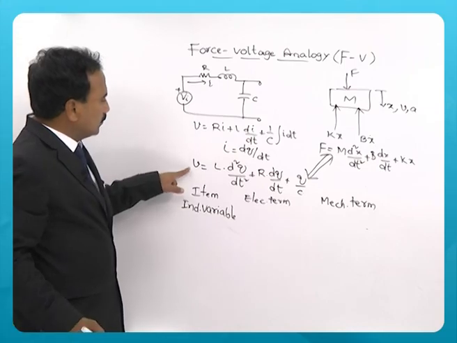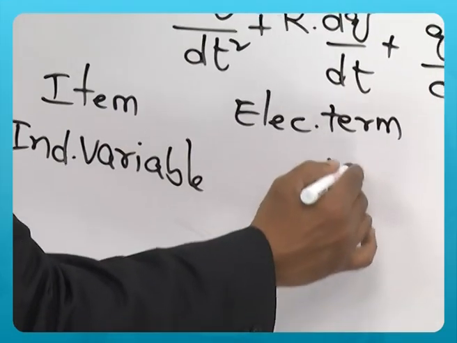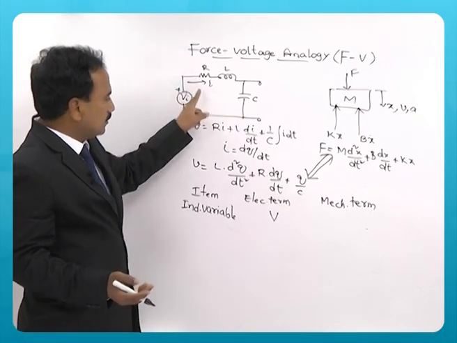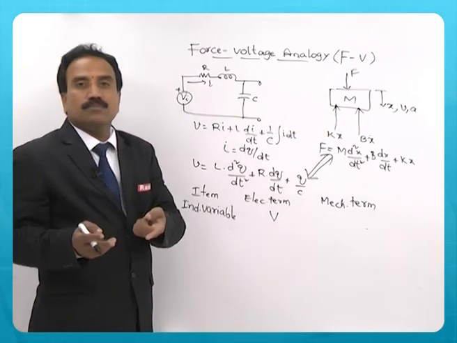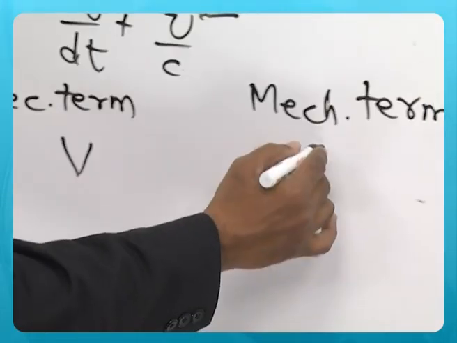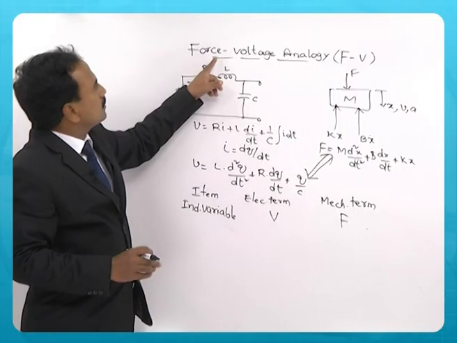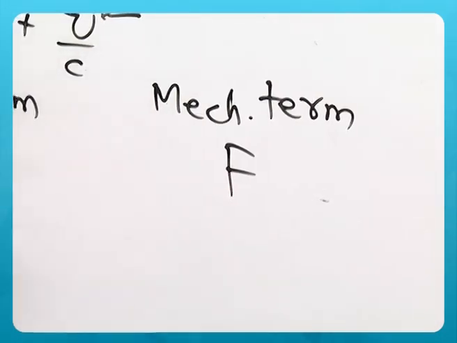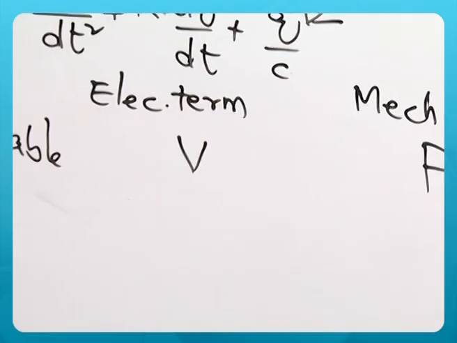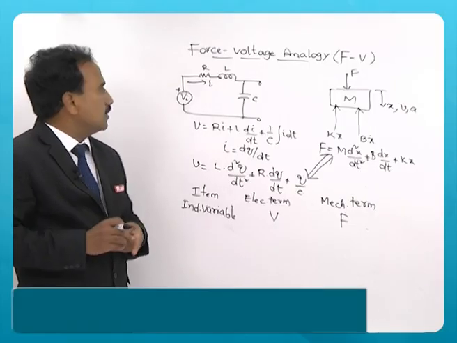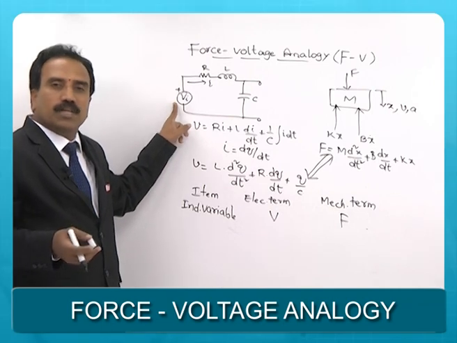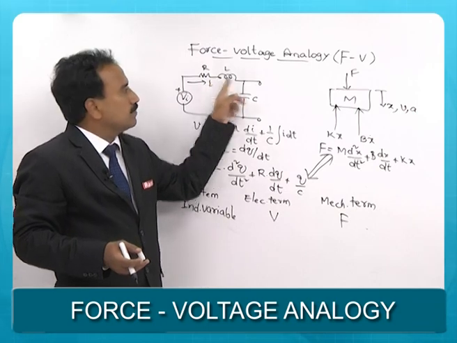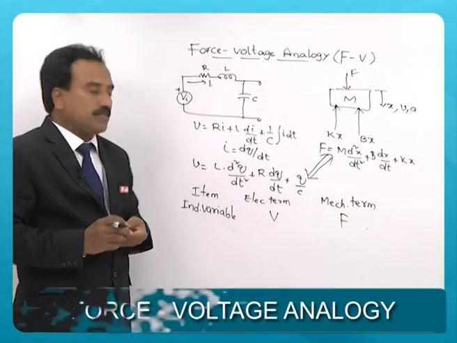In electrical terms, V, voltage, is the independent variable. I can apply the voltage to this electrical circuit, and the corresponding analogous term in a mechanical system is force. That's why it is called force-voltage analogy, because force in a mechanical system is analogous to voltage in an electrical system. Sometimes voltage is called a driving force to drive the current in an electrical circuit. It's like a force in a mechanical system.